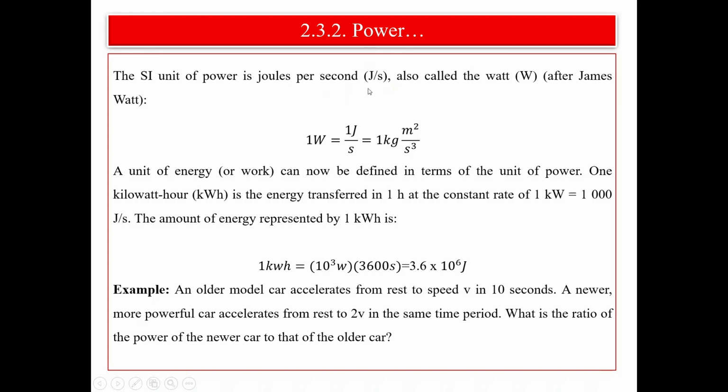This is the SI unit of power, also called the watt, named after James Watt, the name of a person. So 1 watt is 1 joule per second. This can be expressed with the joule, which is kilogram meter per second square, which is the force, times the distance, the displacement, in meters. So kilogram meter per second square times meter over second. Second square times second becomes second to the power of 3.